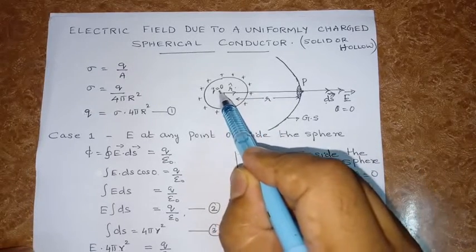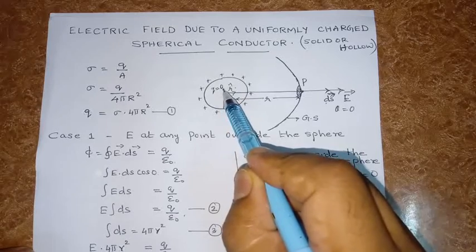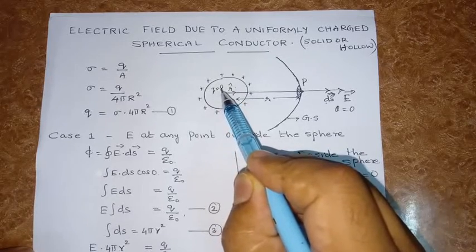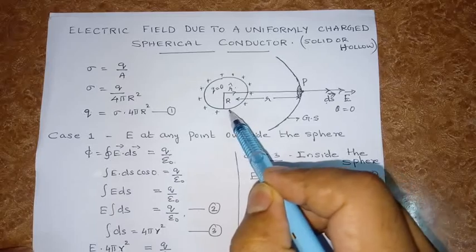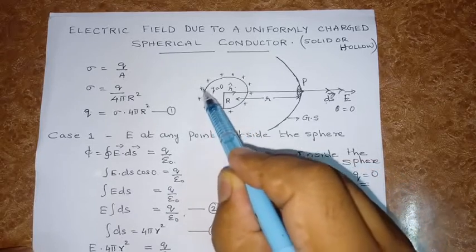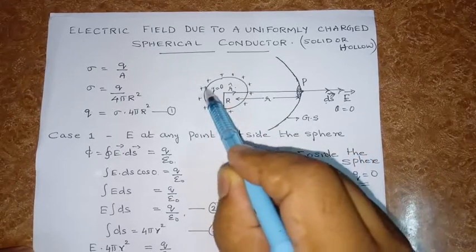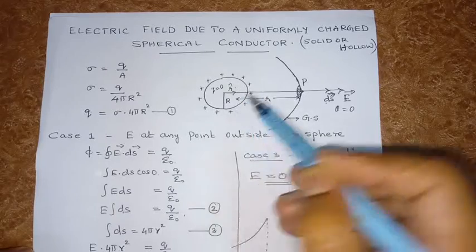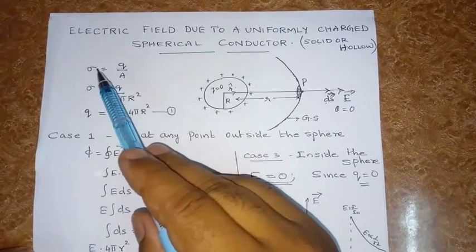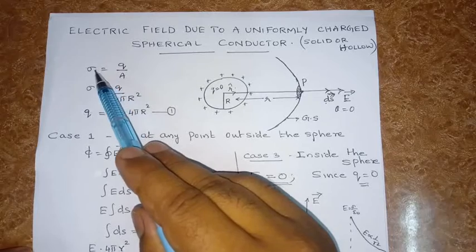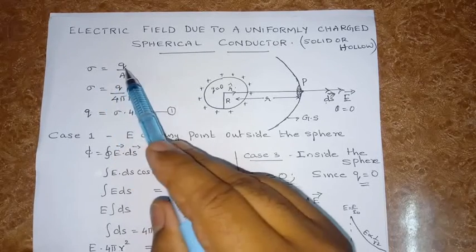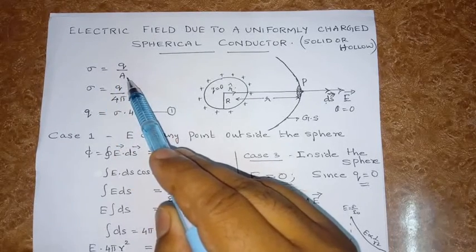No charge can reside inside the conductor. Whatever charge is externally given, that will be spreading on the surface only. So this situation is a situation of uniform charge distribution, surface charge distribution. Let sigma be the surface charge density. We already studied surface charge density is equal to charge given divided by surface area.